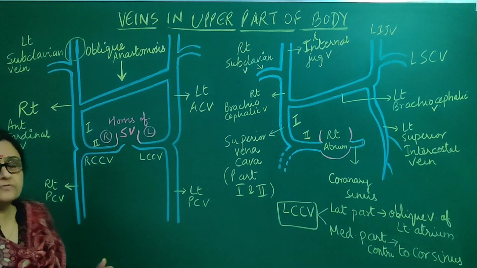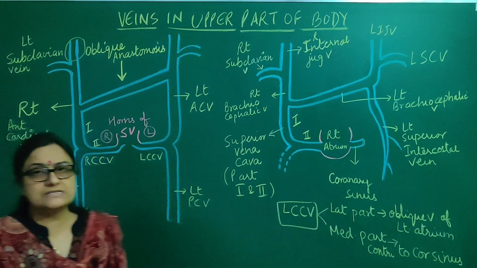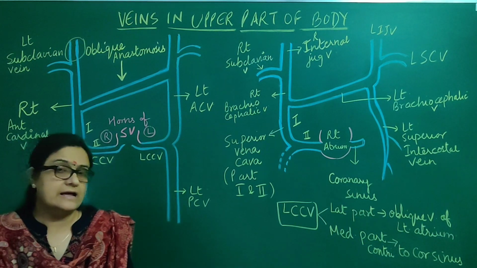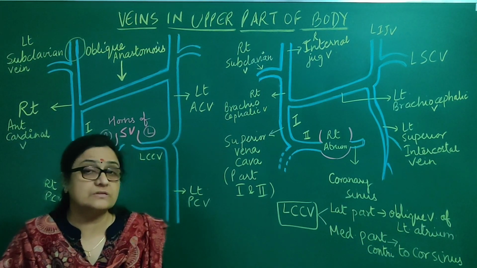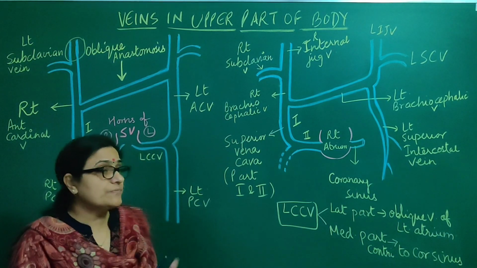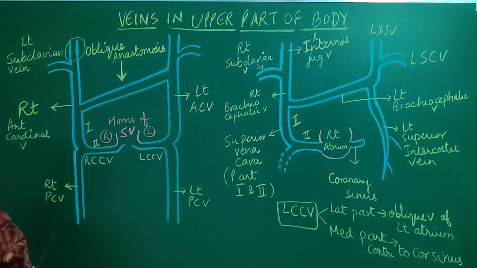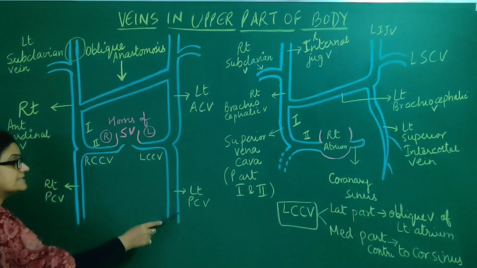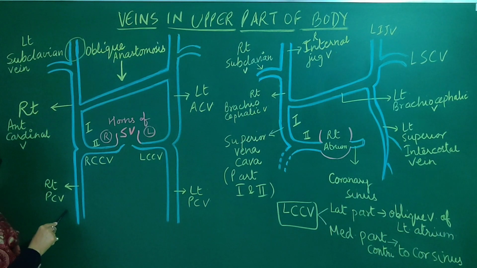Now before watching this video, I would also request you to watch the video on the development of inferior vena cava and other veins which are coming from the posterior cardinal system, so that you are able to connect. So let us start with the veins of the upper part of the body. See, the inferior vena cava and other veins we had seen from the posterior cardinal veins. They develop from the posterior cardinal veins.